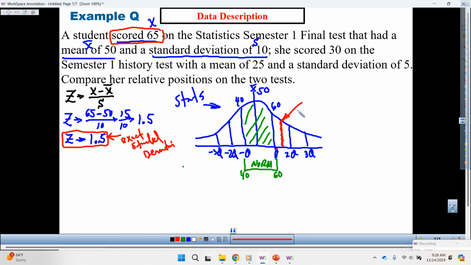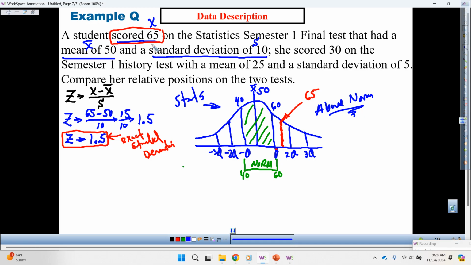So this person, their 65 score lands them between the first and the second standard deviation. So what can we conclude with that? Well, Mr. Q, that they are above. So let's make a little note here: above norm. That means they're in a very good position with that one. Does that make sense? Yes, Mr. Q.